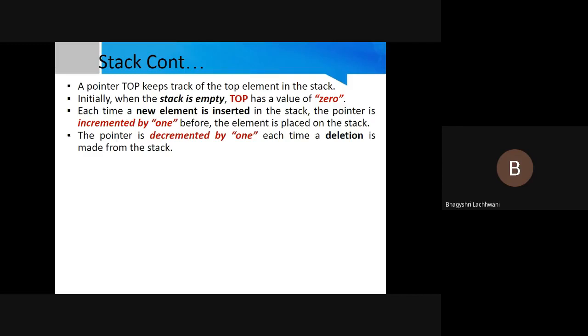Suppose two times you use the push operation, so you will increment the top counter by 2. When the top counter has value 2, it is an indication that in the stack you have two values. Suppose the top counter has value 5, it is an indication that your stack has 5 values.